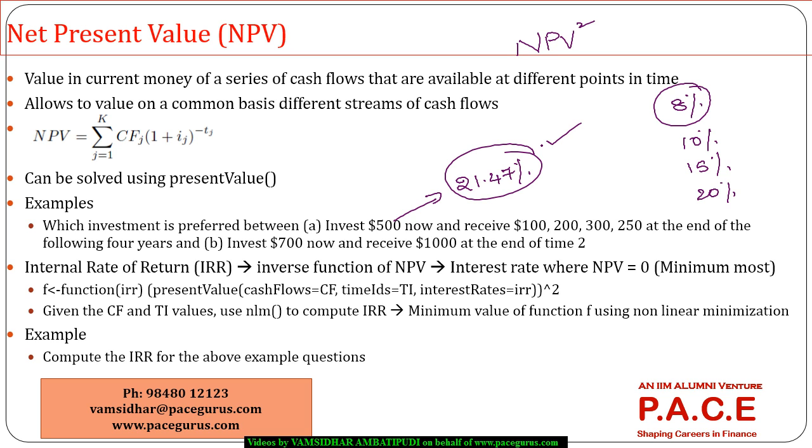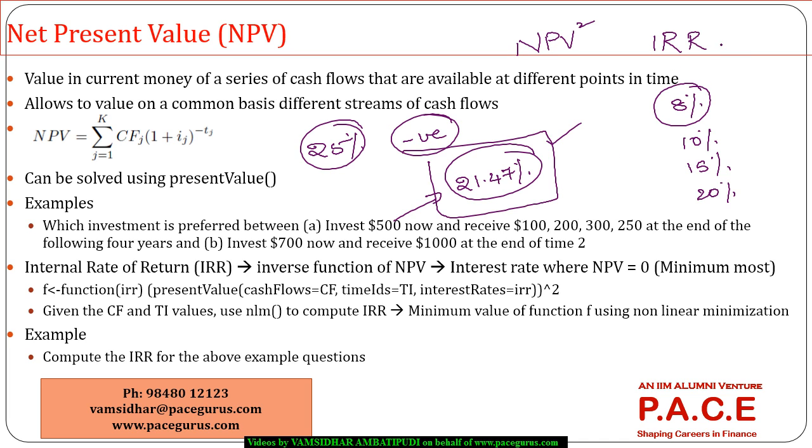But once the investor's requirement goes much above this 21.47%, let's say if the investor's expectation is 25%, then the NPV of it will become negative. So then the project would be rejected by the investor because he wants a 25% return, whereas this project is capable of generating 21.47% return. So as long as the IRR is greater than the required rate of return demanded by the investor, this project will be an acceptable project.